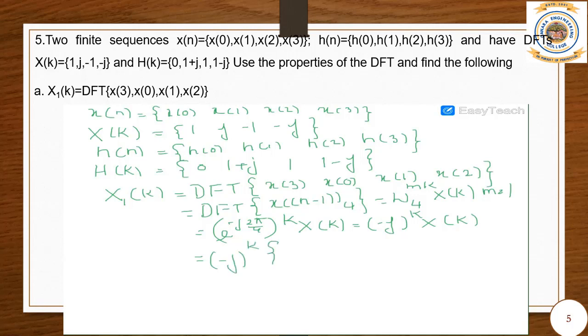The given sequence is 1, j, minus 1, minus j. When k value is 0, it is 1. When k value is 1, it is minus j into j, minus j square, so you get this as plus 1. When k value is 2, this is j square, that is minus 1 into minus 1, so plus 1. When k value is equal to 3, it is minus j, that is plus j square, so that gives you minus 1.